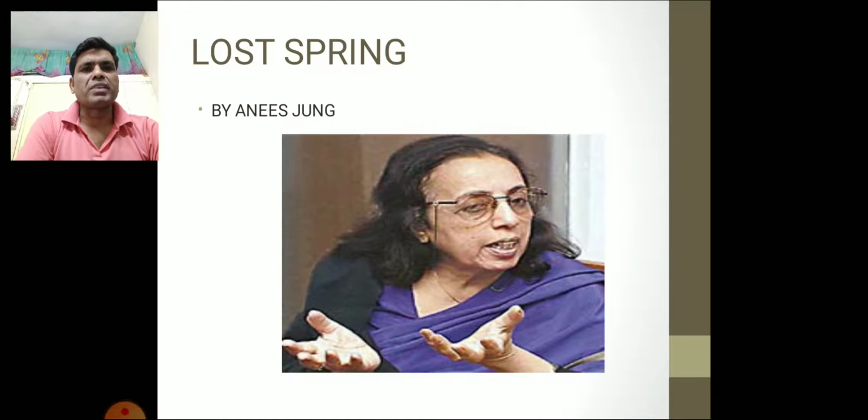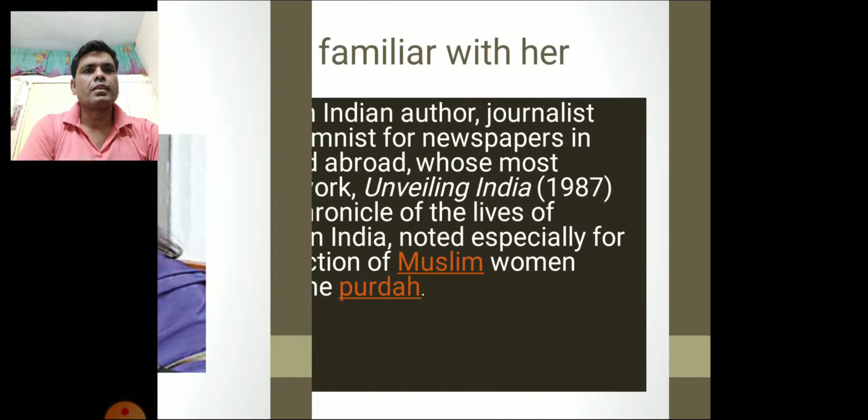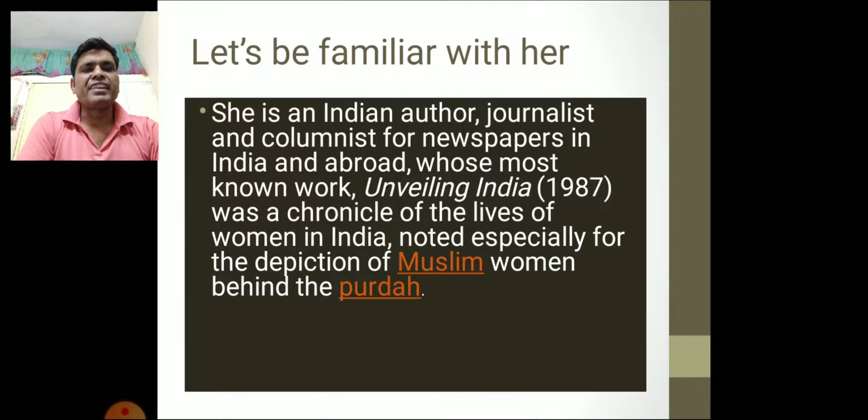Lost Spring has been penned by Anees Jung. She is an Indian author, journalist, and columnist for newspapers in India and abroad. Her best known work is Unveiling India, which was published in 1987. It is a chronicle of the lives of women in India, noted especially for the depiction of Muslim women behind the parda.